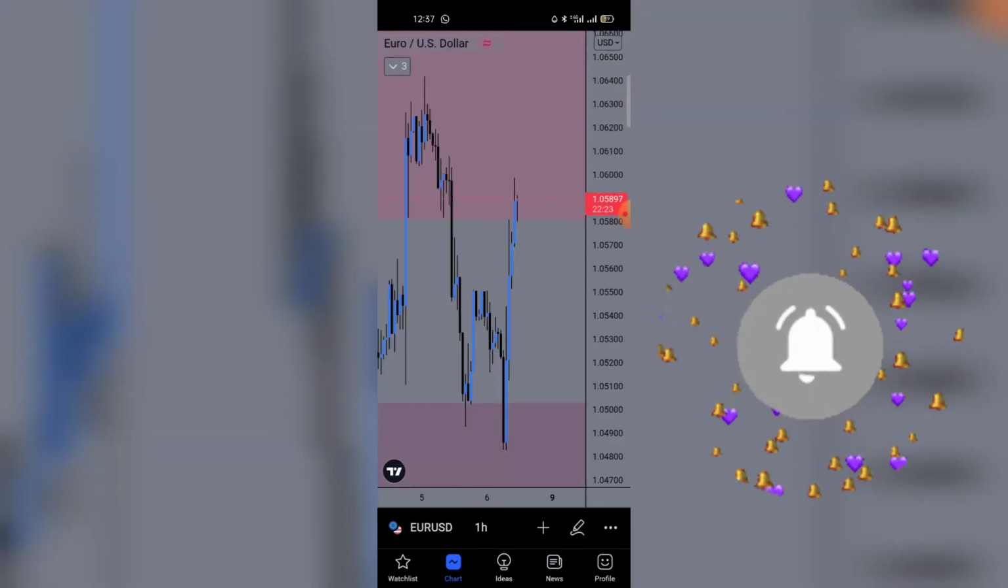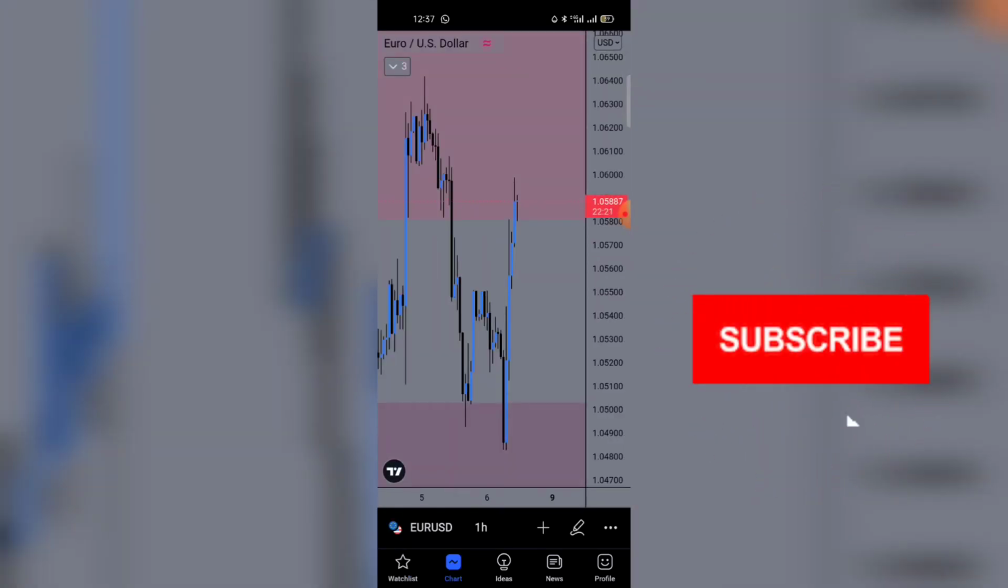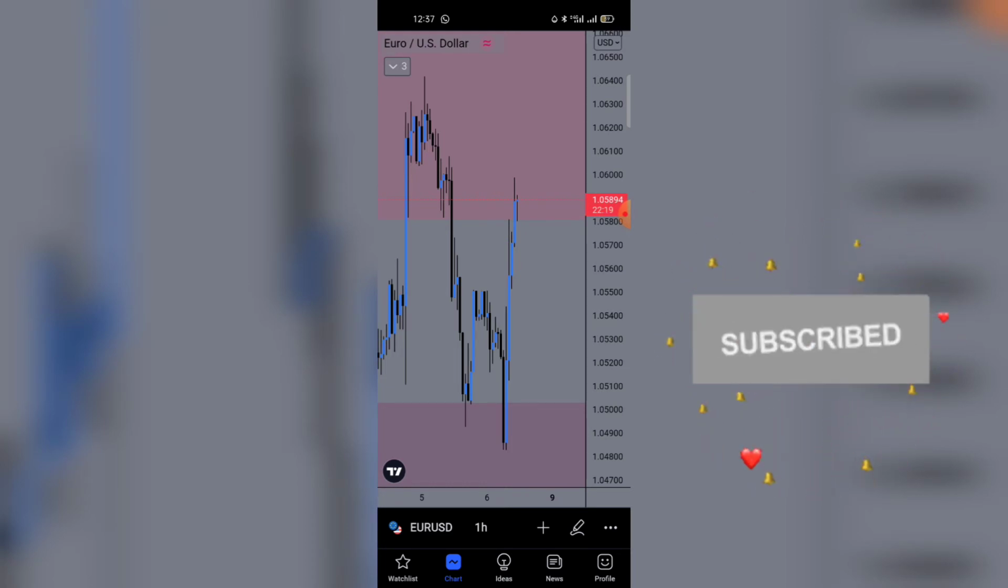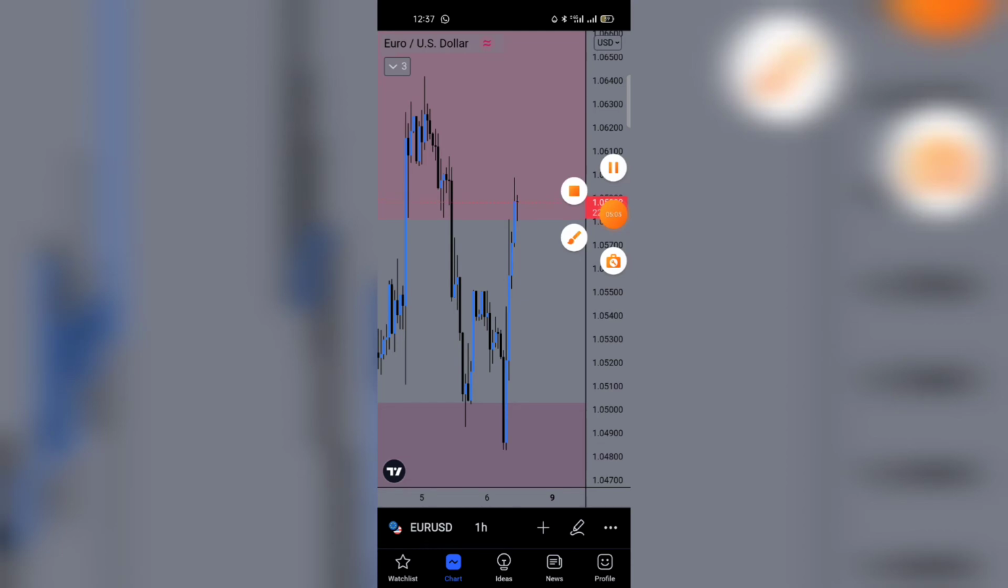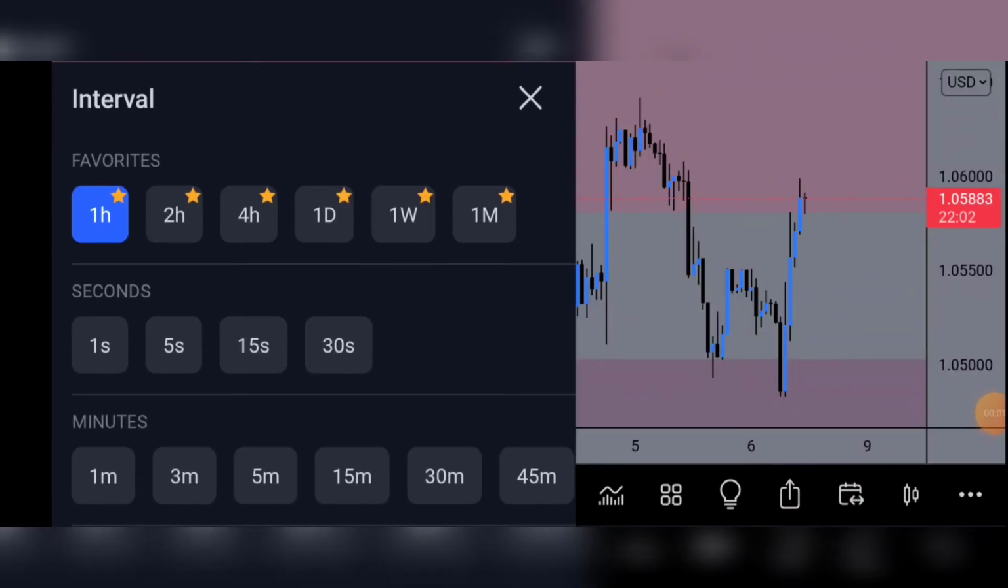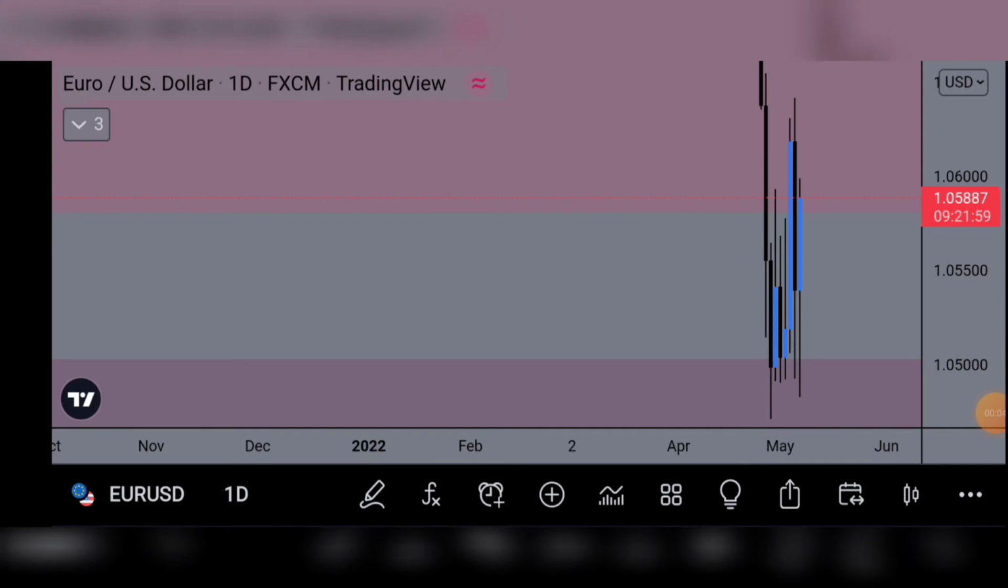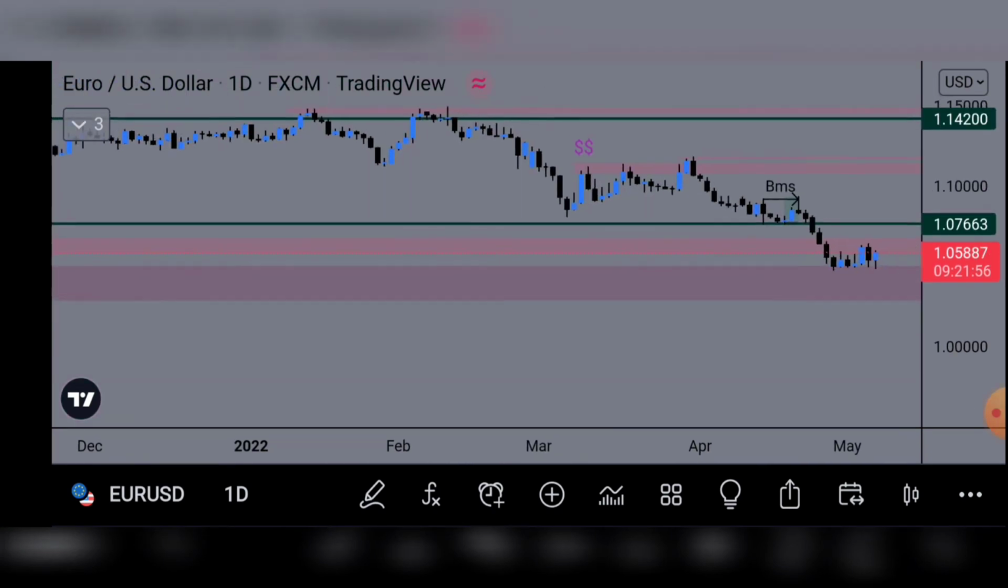So this is my TradingView, and this is EURUSD. As you can see, EURUSD is definitely pushing up right now. Okay, I want to rotate my screen, just give me a minute. Okay guys, this is EURUSD. Let's go to the daily time frame. Okay, this is EURUSD on the daily time frame.